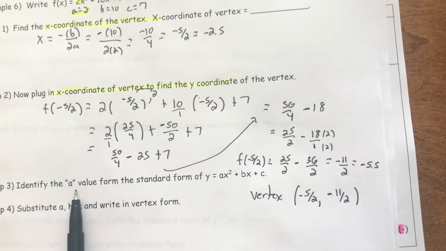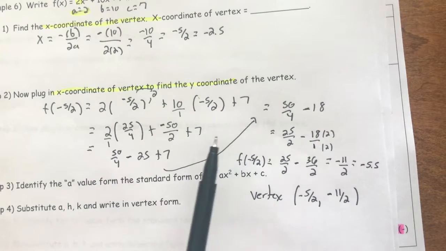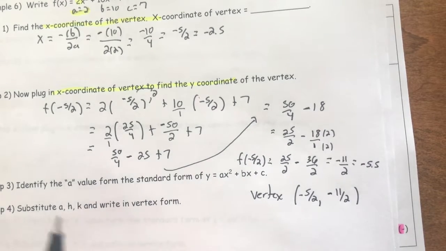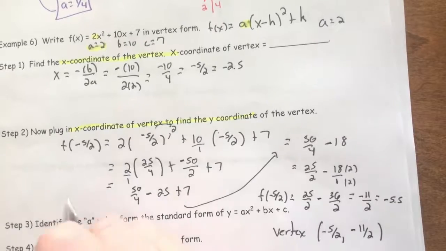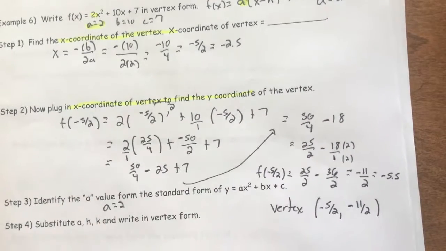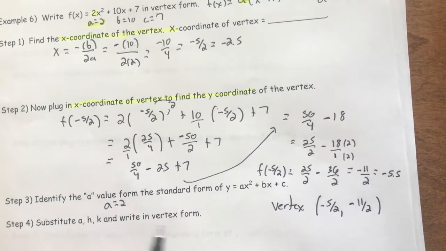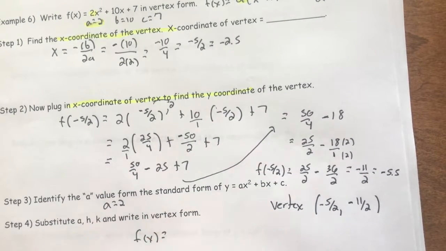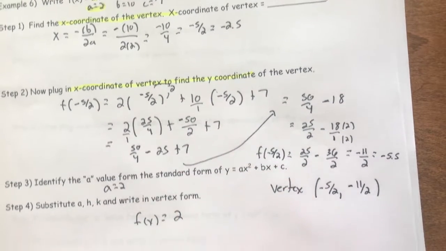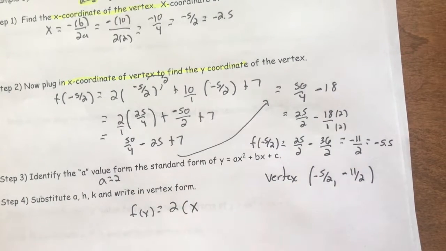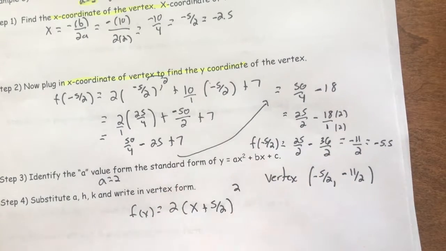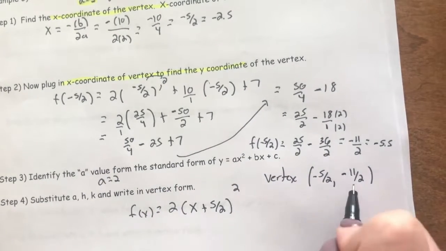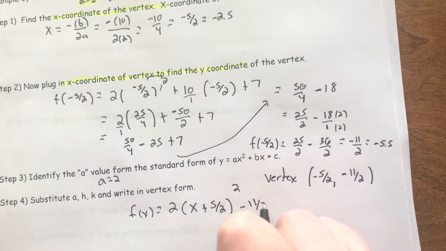Now we already identified the a value. We saw at the beginning that our a value is going to be equal to 2 because that was the a value in the original function. Now we can write our function in vertex form. f of x is equal to a, which is 2, times x minus h. Well, since this is negative 5 over 2, we're going to write that as plus 5 over 2 squared, and then it's minus 11 over 2.